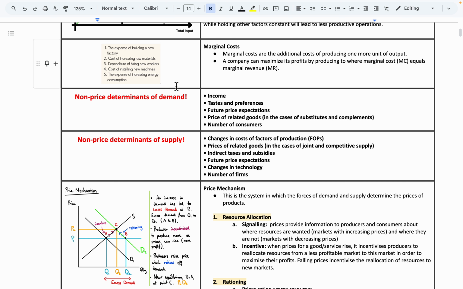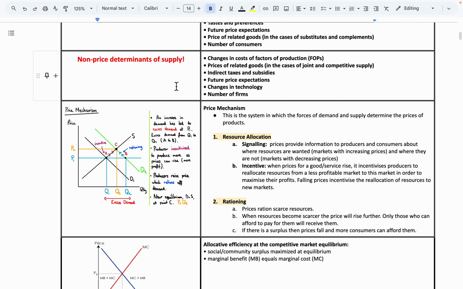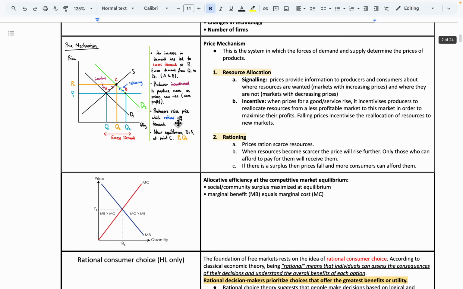And let's look at the non-price determinants for demand. So this is income, taste, preferences, future price expectations, price of related goods like substitutes and complements, and number of consumers. And non-price determinants for supply: change in costs of production, so FOPs, price of related goods, indirect taxes and subsidies, future price expectations, changes in technology, and number of firms.